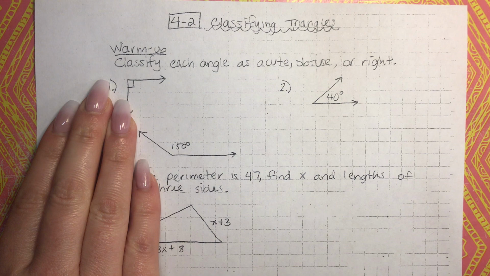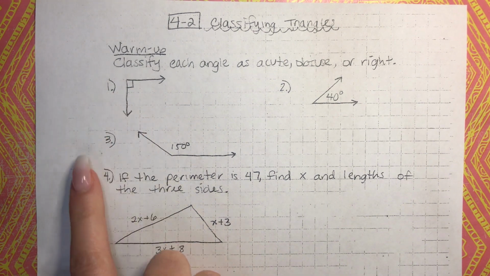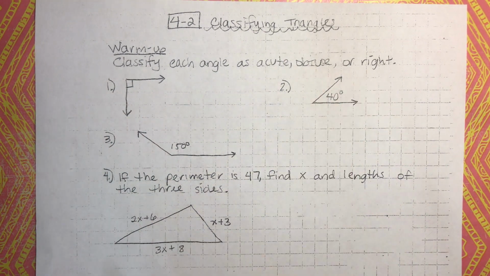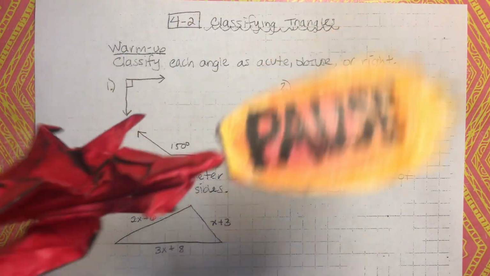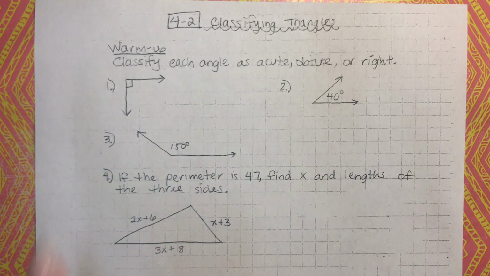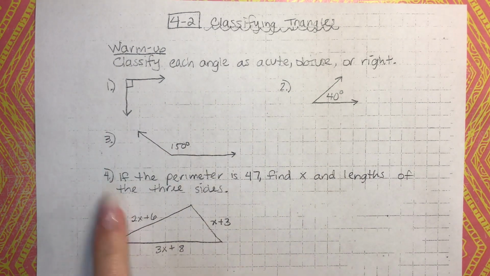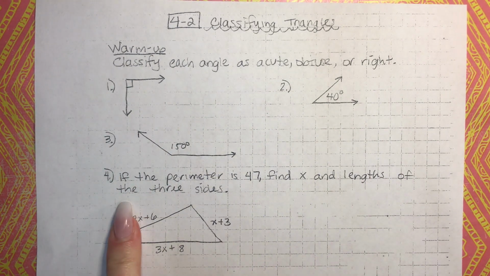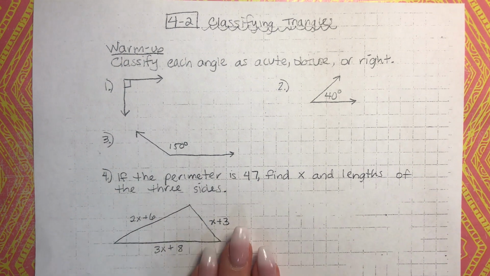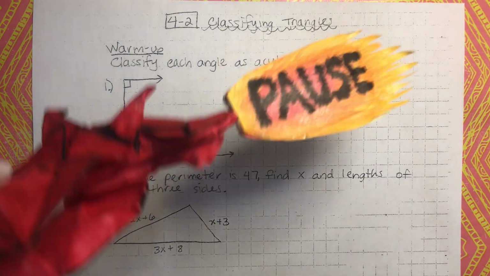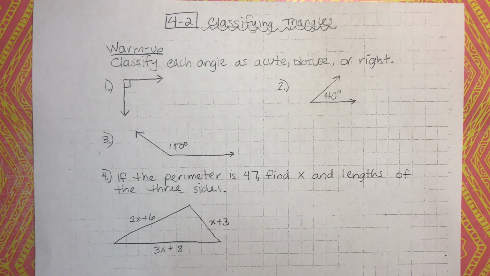So the warm-up for today is to classify each angle as either acute, obtuse, or right. So here you go, 1, 2, 3. Here's my friend, the pause dragon, reminding you to pause your device. Oh, 1, 2, 3, 4. There's also number 4, which is a little different. So please pause your device, work out these problems. When you get done, press play and we'll talk about them. All right, see you in a bit.